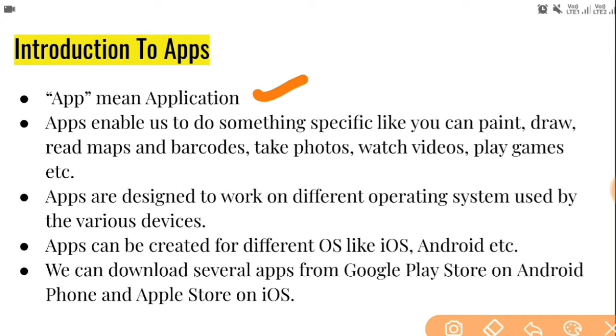Now the next thing is, apps can be created for different operating systems like iOS, Android, etc. For the mobile version, there are different operating systems, like Google has its own operating system, Android. The next thing is, we can download several apps from Google Play Store on an Android phone and from the Apple Store on iOS. If you have an Android phone, you can download apps from Google Play Store, and if you have an Apple phone, you can download apps from the Apple Store on the iOS operating system.